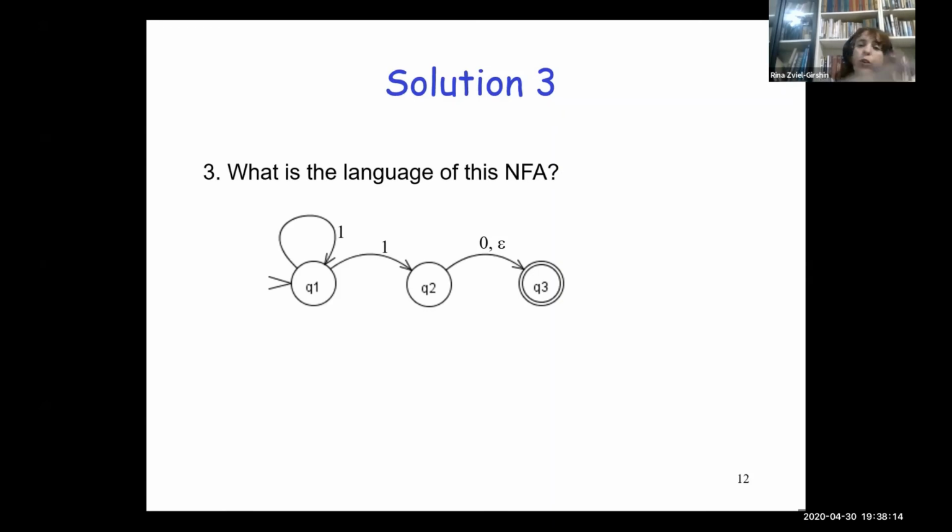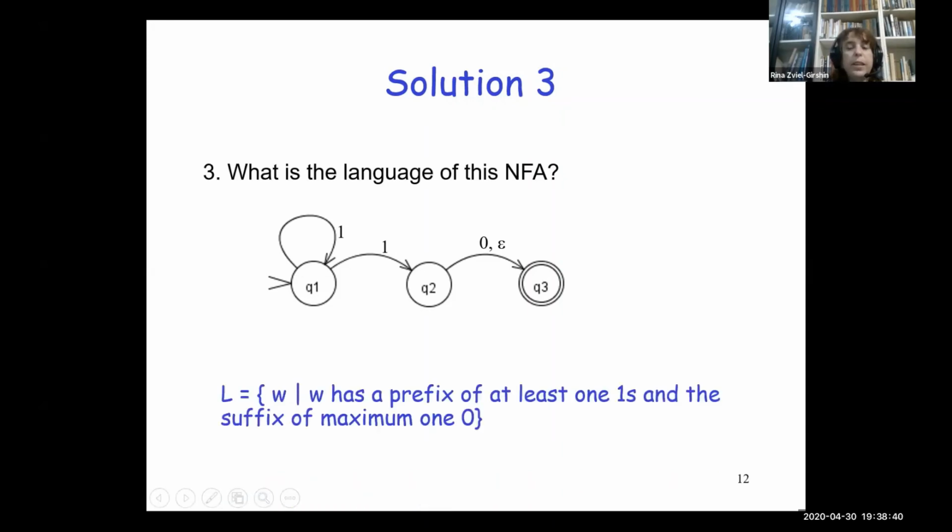We need to move from Q2 to Q3. And in Q3 now we don't have any loop. So how can we move from Q2 to Q3? With 0, or with 1, 0, or with epsilon. So when we define the language, we should define it: it is a language that has all the words with a prefix of at least one 1 and a suffix of a maximum of one 0. Does this definition sound okay?